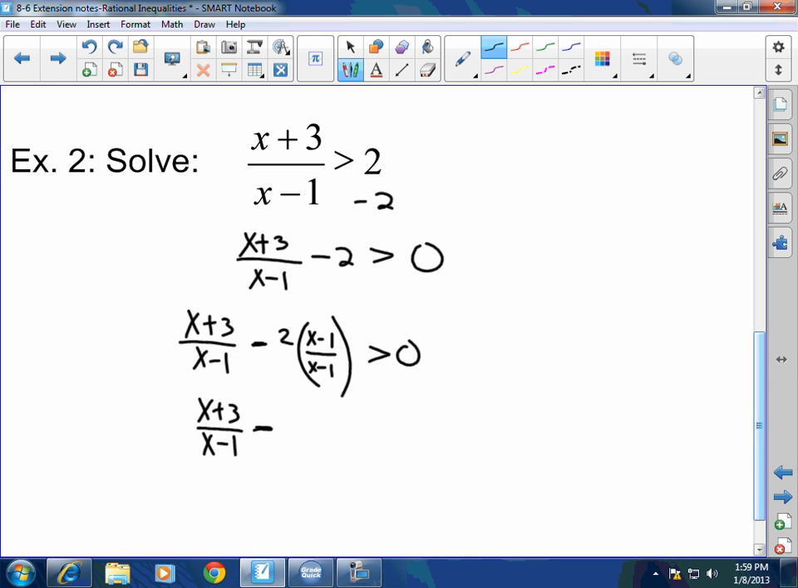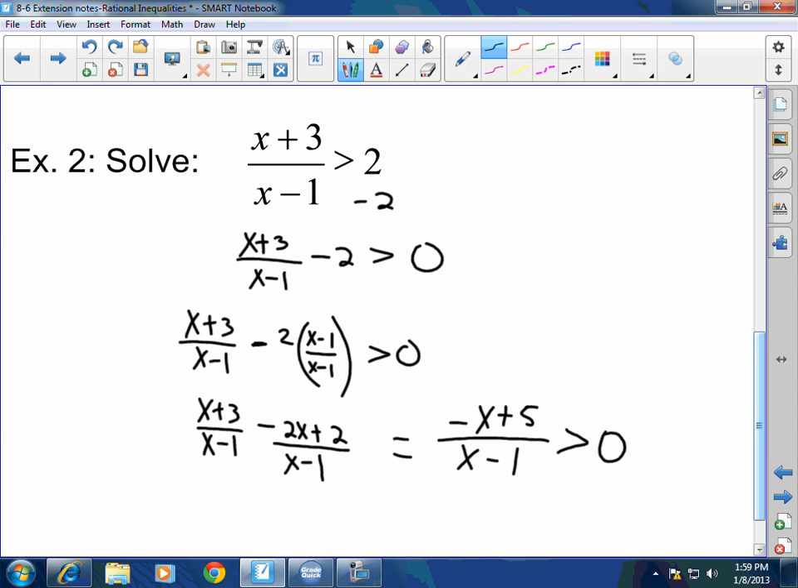minus parentheses 2x. Actually, let's just distribute it. Make my life easier. So you're going to have minus 2x plus 2 over x minus 1. So then, x minus 2x is going to be negative x plus 5 over x minus 1, and that is greater than 0. Please take a look at what I did, step by step. And then, of course, ask me if you have any questions, if you don't see how or why I got that.